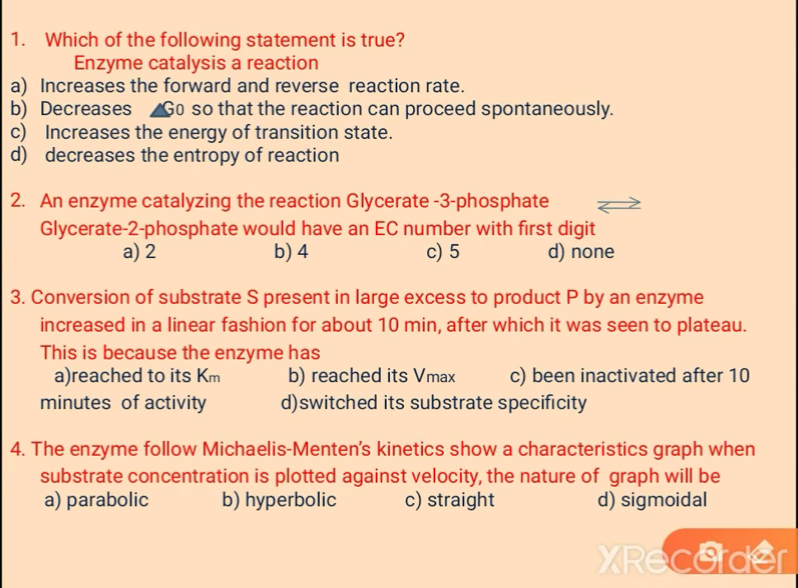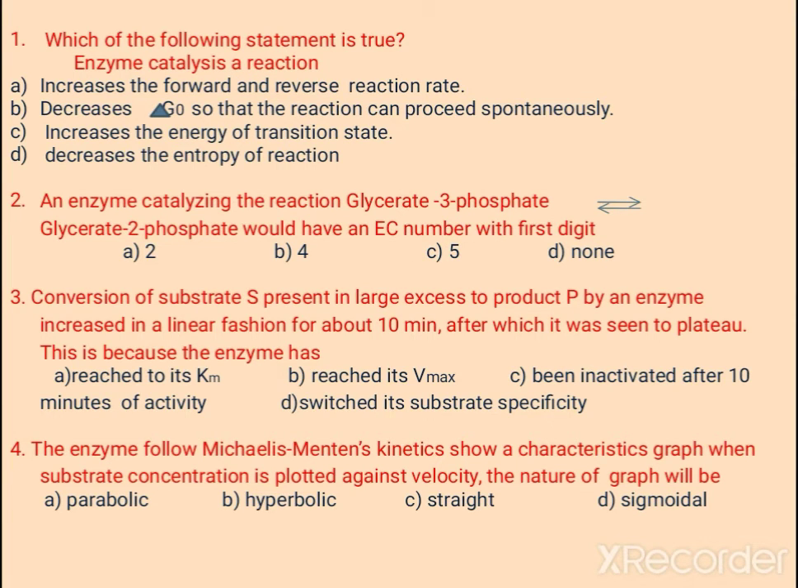Okay. The second question is, an enzyme catalyzing the reaction glycerate 3-phosphate to glycerate 2-phosphate would have an enzyme commission number with first digit... So, glycerate 3-phosphate to glycerate 2-phosphate is an isomerization reaction. So, the enzyme isomerase catalyzes this reaction and the isomerase belongs to the 5th class of enzyme. So, the answer will be option C.